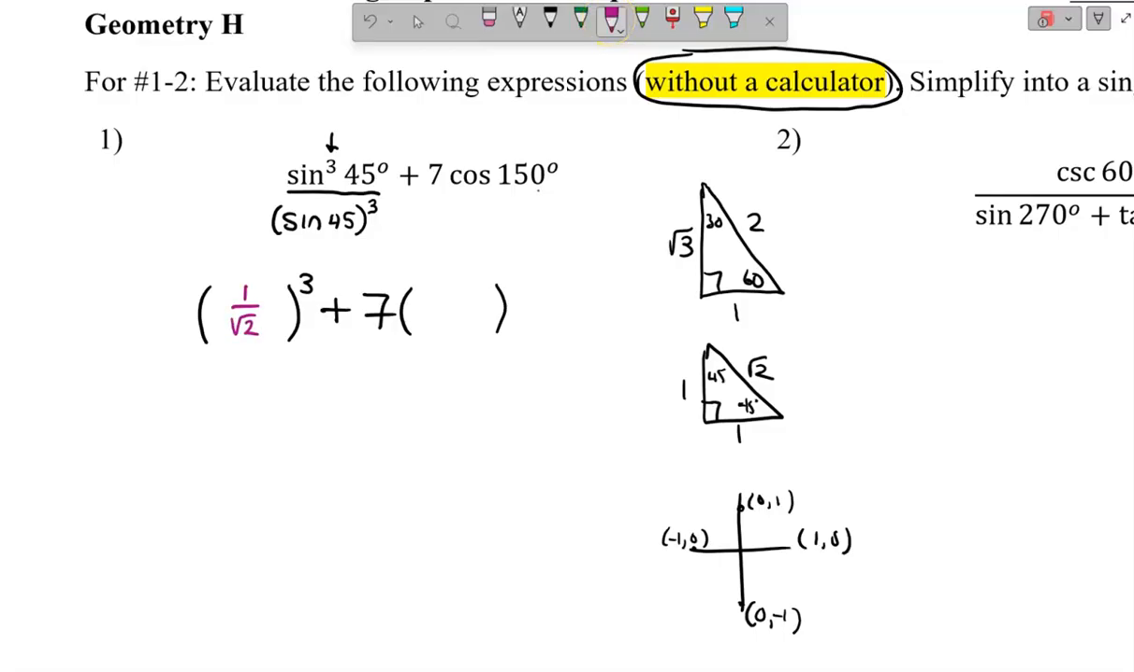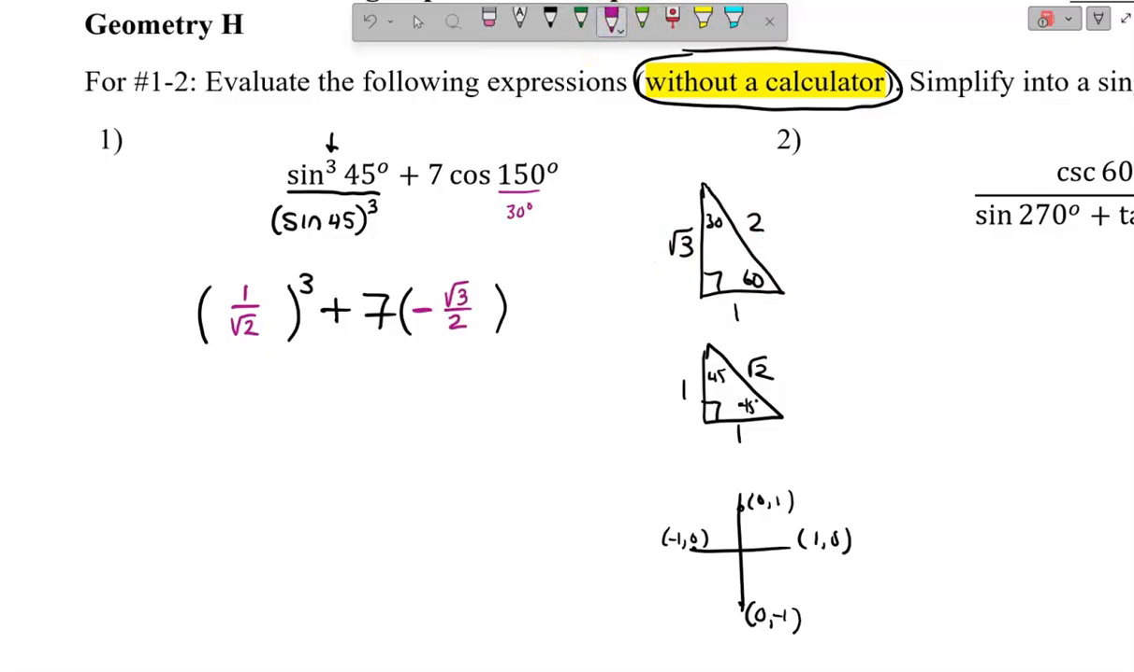Cosine of 150 is going to be a negative answer because 150 is in quadrant 2, and based on the All Students Take Calculus shortcut, that tells me that cosine is going to be negative. Now, the reference angle of 150 is 30 degrees, since it's 30 degrees away from the x-axis. Cosine of 30 is root 3 over 2, and so that's what I'm going to fill in right here.